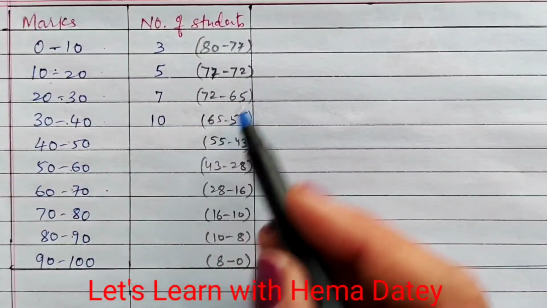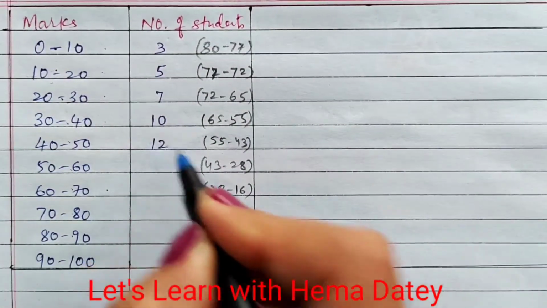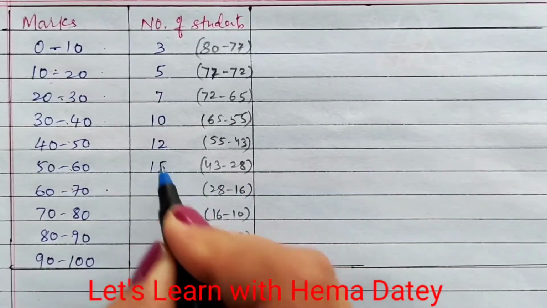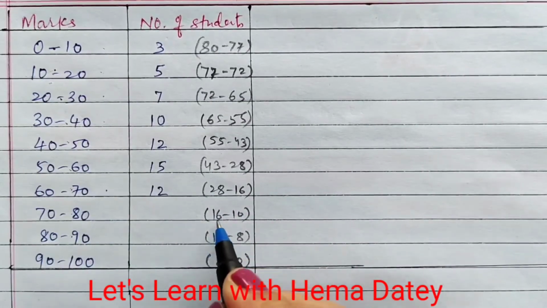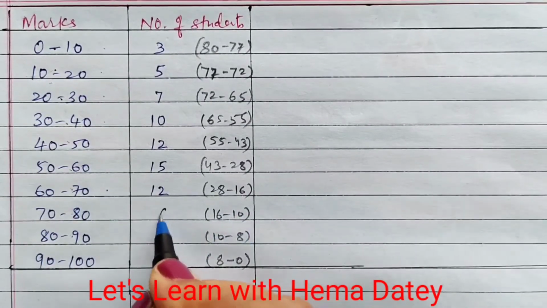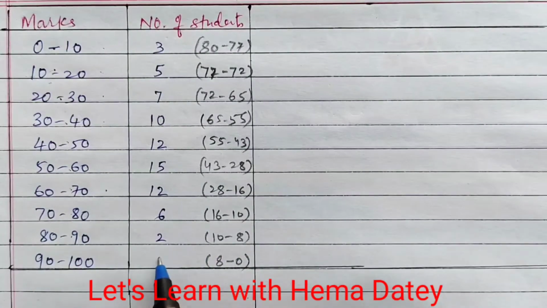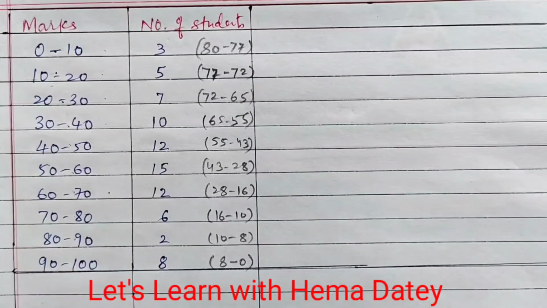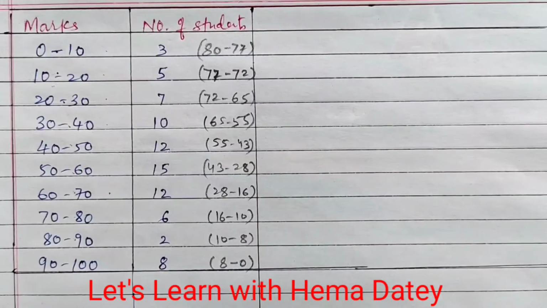Now, in this way, we will subtract and here we'll get 12. 43 minus 28 is 15. 28 minus 16 is 12. 16 minus 10 is 6. 10 minus 8 is 2. And 8 minus 0 is 8. So in this way, we have converted the cumulative frequency distribution into an ordinary frequency distribution.